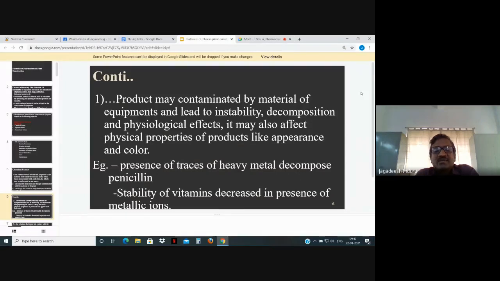So most of the time we use scavenging agents or EDTA, like Medital, which act as chelating agents. They enhance the stability of those products, because sometimes we may not be able to avoid or restrict it. This is the one we need to consider.